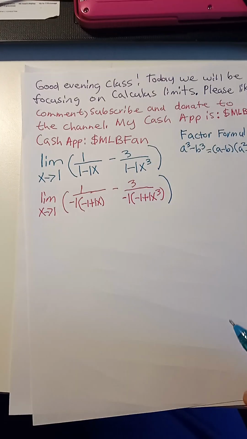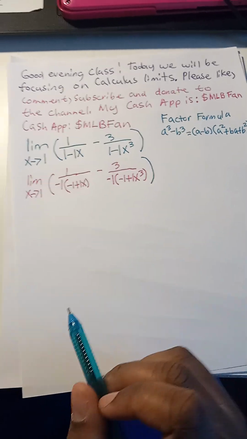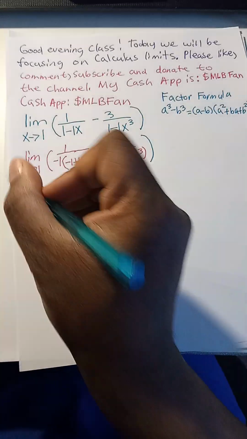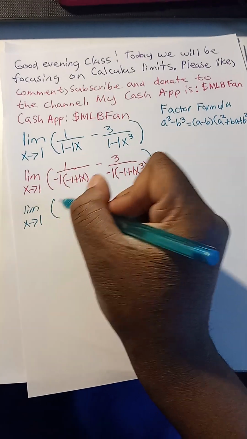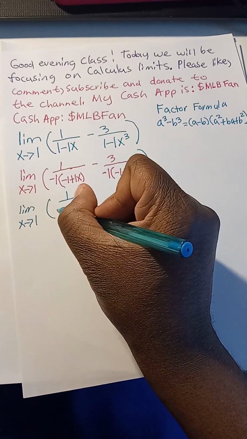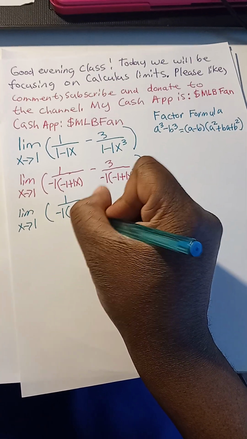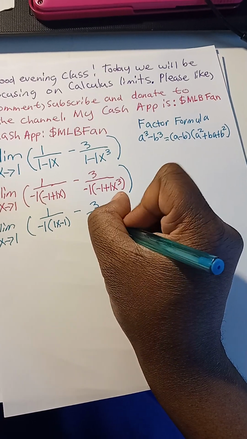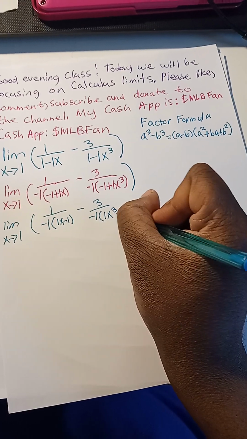In our parenthesis here, first we need to factor once we flip around the denominator as well. So in the next step, we have the limit as x goes to 1 of 1 divided by -1 times, and we can flip this around as 1x minus 1, minus 3 divided by -1 times 1x to the third power minus 1.